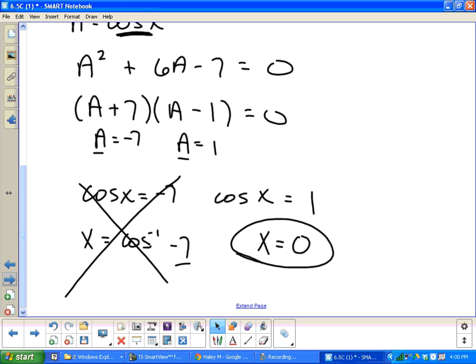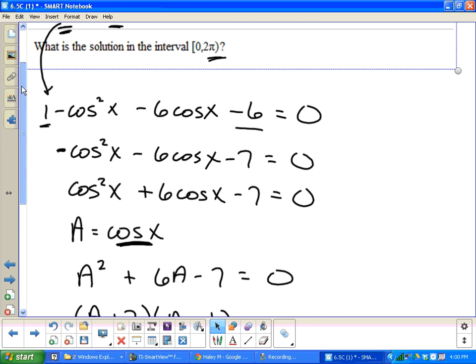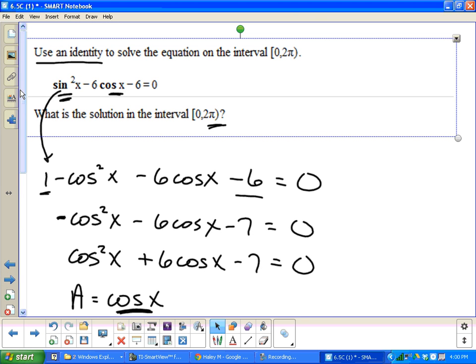Now notice the big picture in this. When I looked at it at first, I had a sine squared and a cosine. And so my thought was, if I can get only sines or only cosines in my problem, then I can probably solve that. So I made a substitution for sine squared using a Pythagorean identity, because I can write sine squared as 1 minus cosine squared. And then at that point, I only had cosines in my problem.